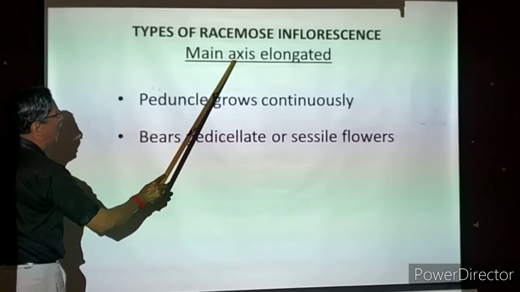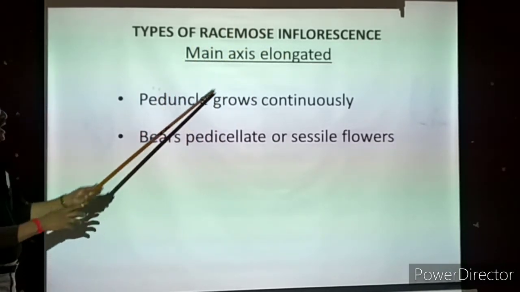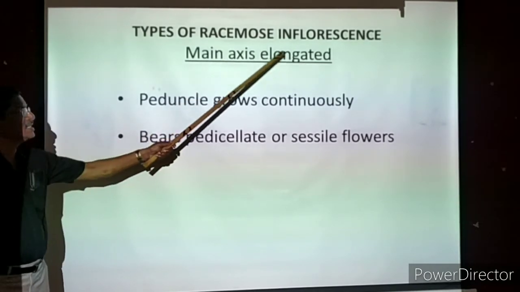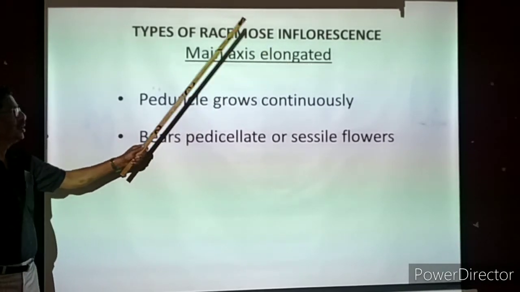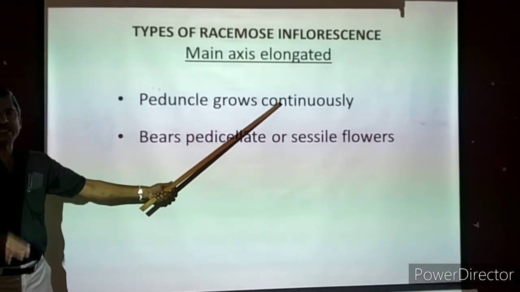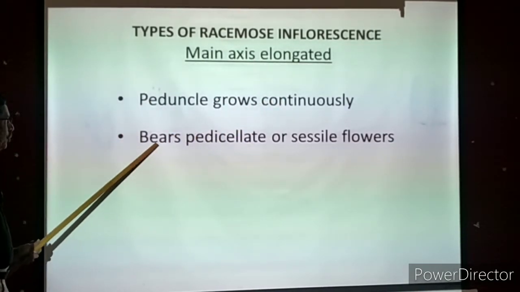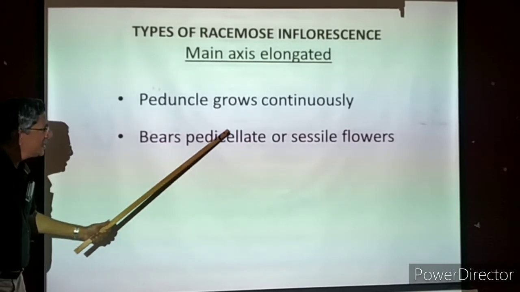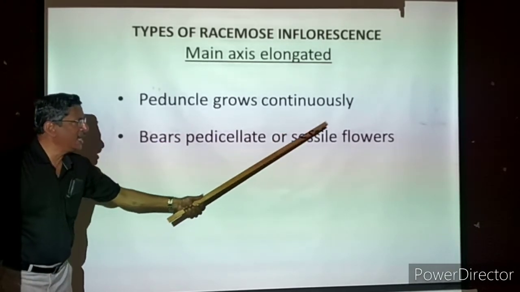Now the main axis is elongated. What is the main axis? Peduncle. The peduncle is elongated. Now in this, what are the types there? Peduncle grows continuously, that is indeterminate. The second one, it bears pedicellate or sessile flowers.